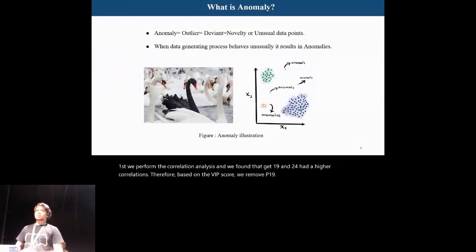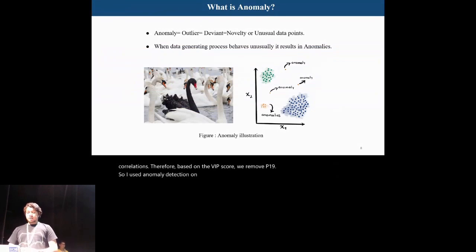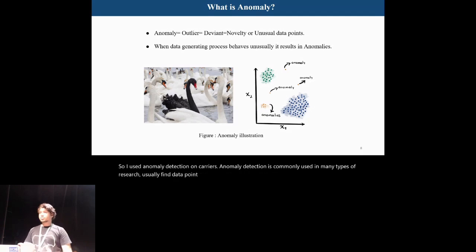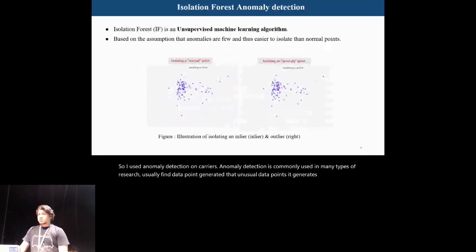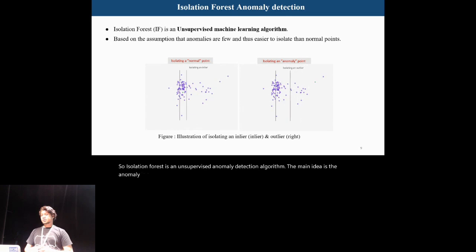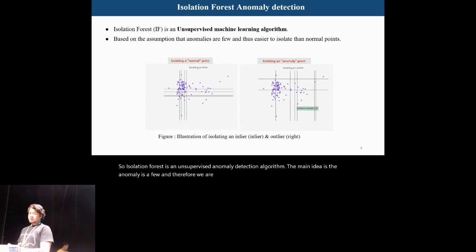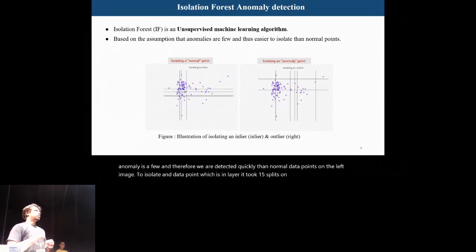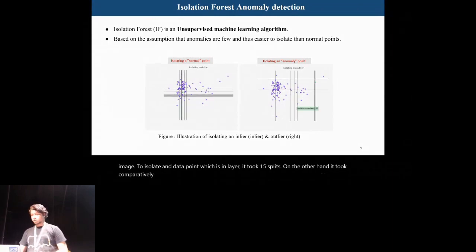So I used anomaly detection on carriers. Anomaly detection is commonly used in many types of research. Usually, when data points are generated that are unusual, it results in anomalies. So isolation forest is an unsupervised anomaly detection algorithm. The main idea is that anomalies are few, and therefore they are detected more quickly than normal data points. On the left image, to isolate a data point which is in a layer, it took 15 splits. On the other hand, it took comparatively fewer splits to identify an anomaly.